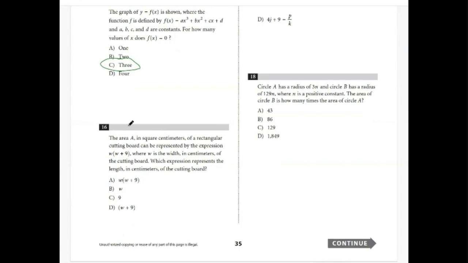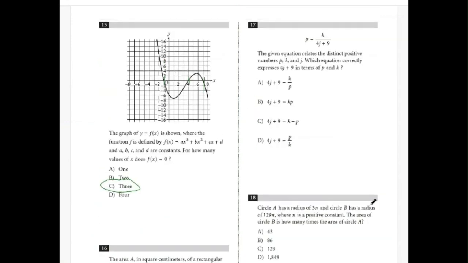Okay, the area A in square centimeters of a rectangle cutting board can be represented by the expression W times parenthesis open W plus 9 parenthesis close, where W is the width in centimeters of the cutting board. Which expression represents the length in centimeters of the cutting board? So width times L is area, and the L here is the W plus 9. So D as in David is the correct answer choice.